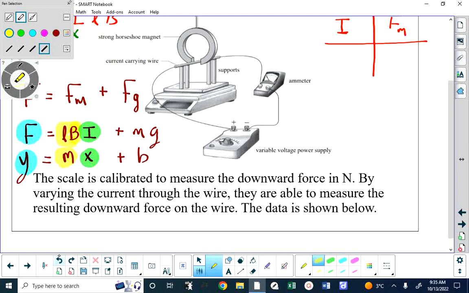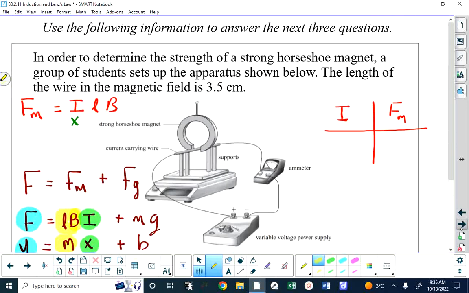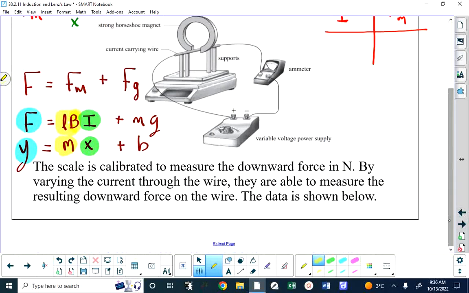Forget about what questions may or may not be asked. If you were asked to determine the magnetic field strength, which is what these students are trying to determine, what you would do is find the slope of the line and divide by the length of the wire in the magnetic field, because the slope of the line equals the length of the wire times the magnetic field. If you were asked what is the mass of the wire and the support stands, you would find the y-intercept and divide it by g to get the mass.